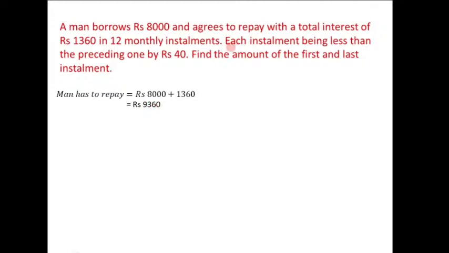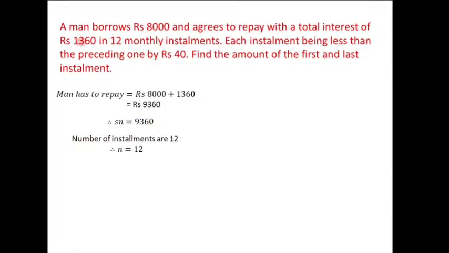Now, in the question it is given that each installment is less than the preceding one by rupees 40. That means the difference between any two consecutive terms is the same, that is rupees 40. So this is an example of an arithmetic progression. For this, the total amount he has to repay is nothing but the Sn. Sn is equal to 9,360.